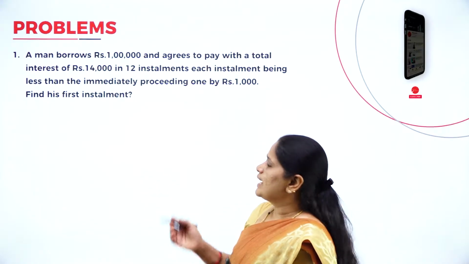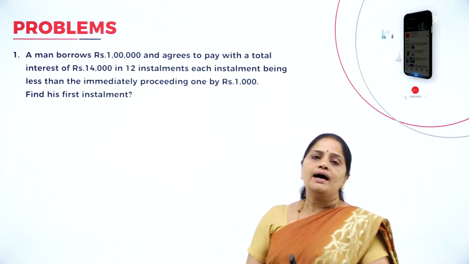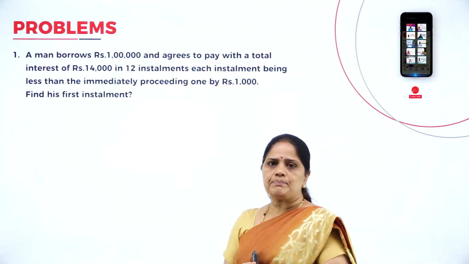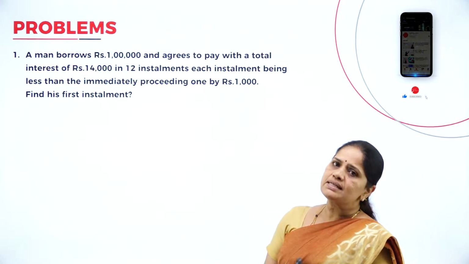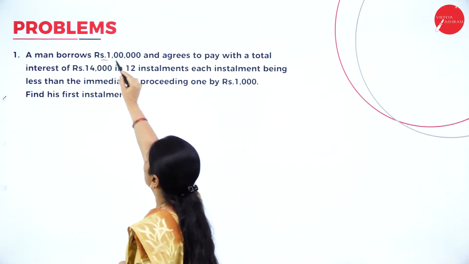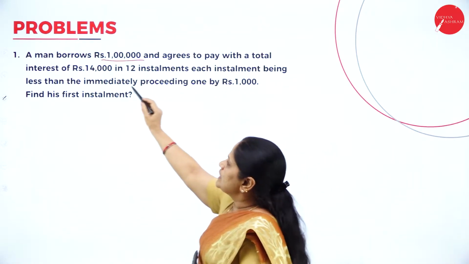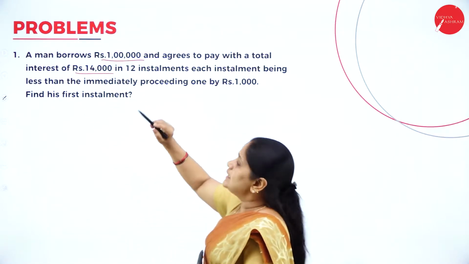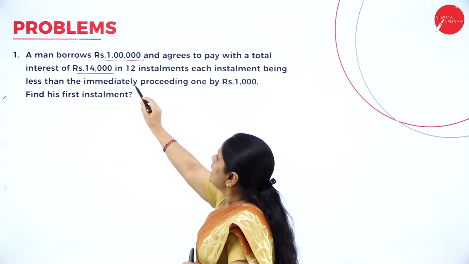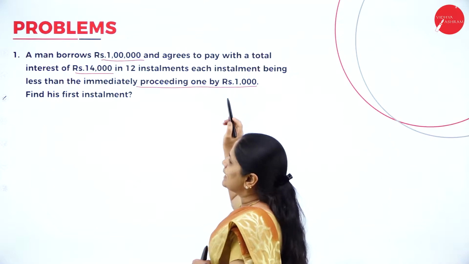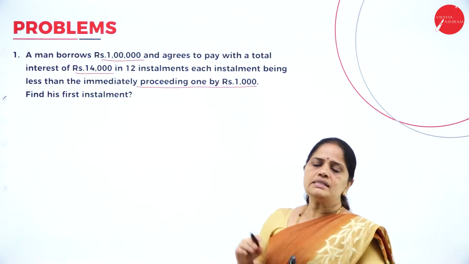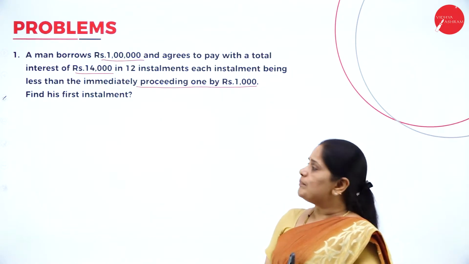Now, let us have a few more problems on arithmetic progressions. Based on arithmetic progressions, we have some business applications. So, let us work out these problems here. The first problem is: a man borrows rupees 1 lakh and agrees to pay with a total interest of rupees 14,000 in 12 installments, each installment being less than the immediately preceding one by 1,000. Find his first installment. Now, this is a problem on arithmetic progression.